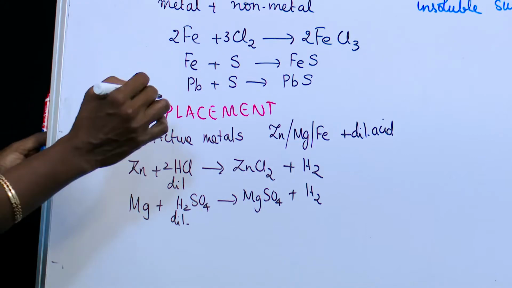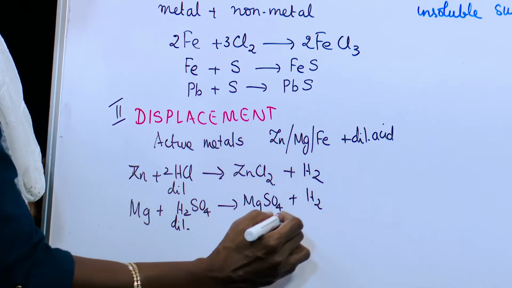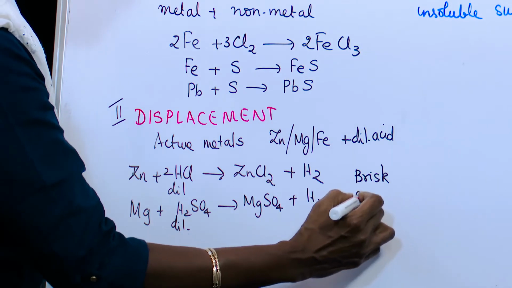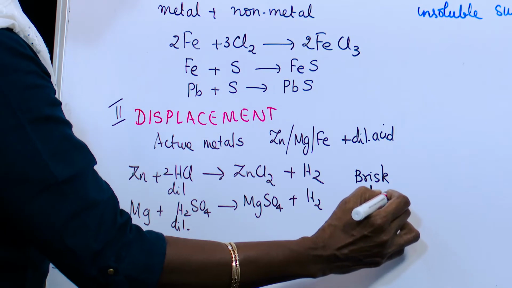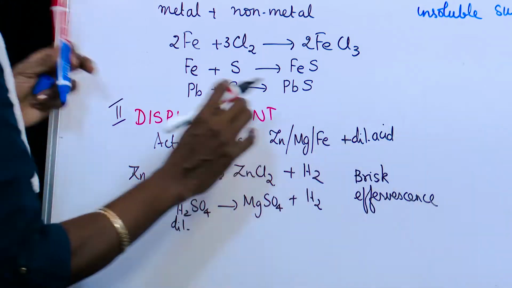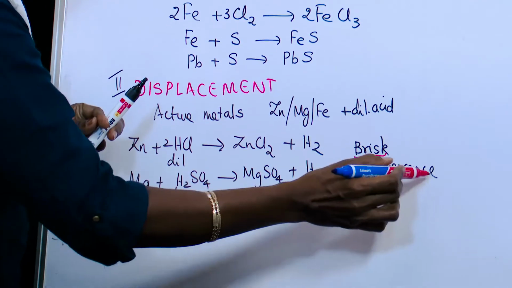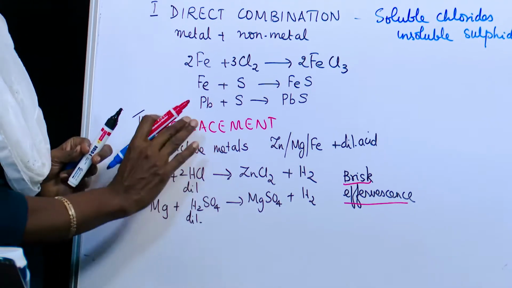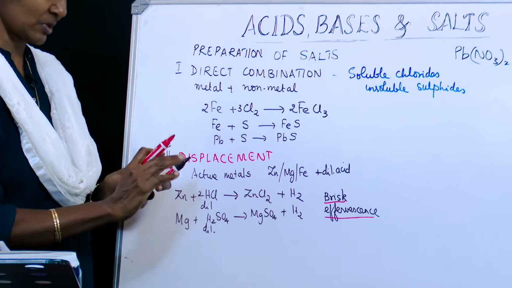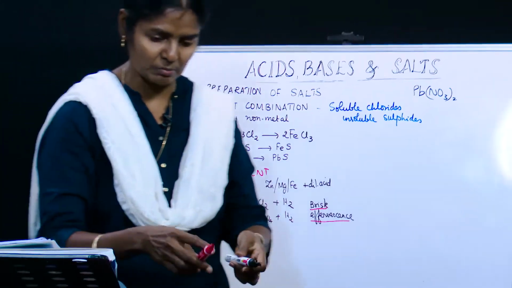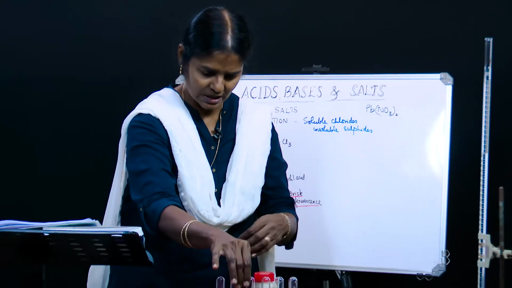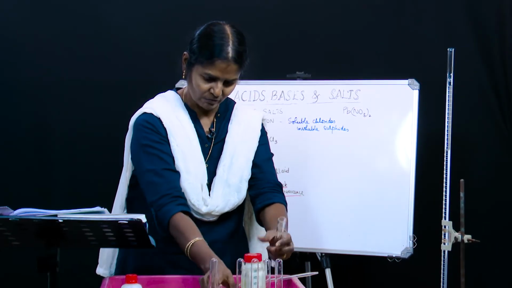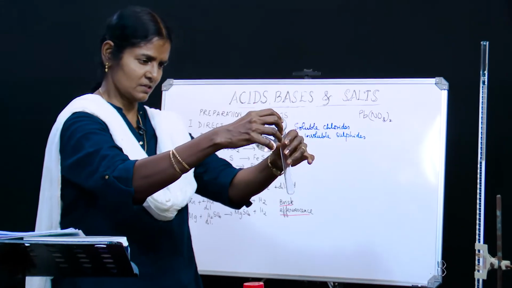The one important thing in this displacement is that it is often accompanied by brisk effervescence. When you have this brisk effervescence happening, that means the reaction is going on. When the effervescence stops, that's the end of this displacement reaction. This we will see with a simple demonstration of adding zinc and dilute acid. Now we take dilute hydrochloric acid.